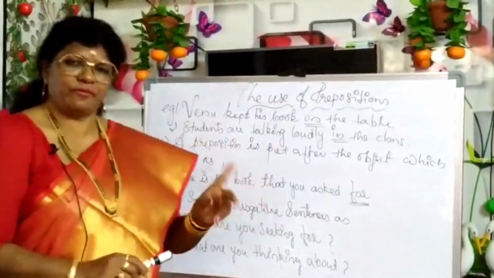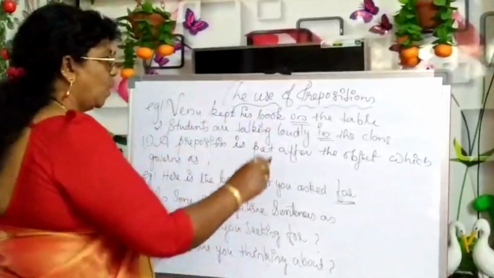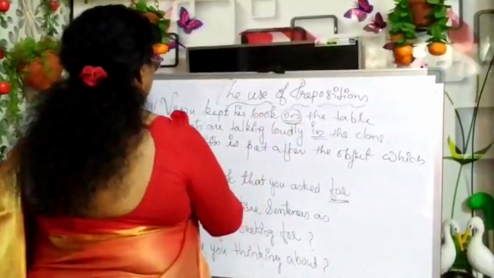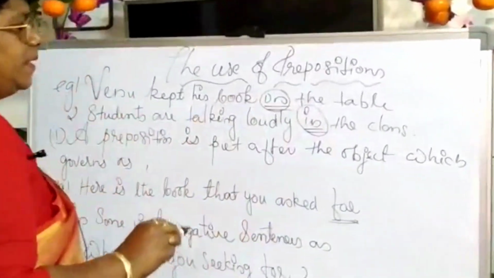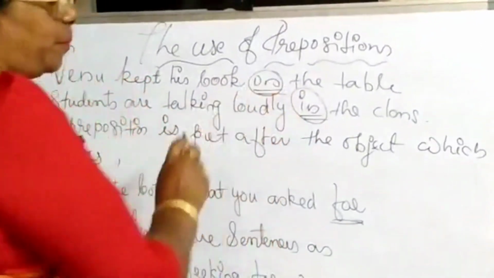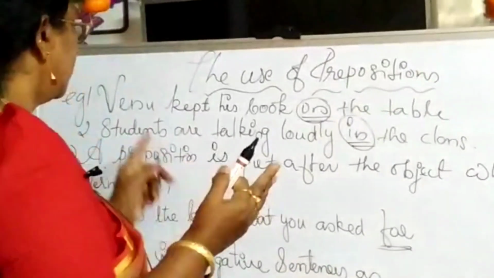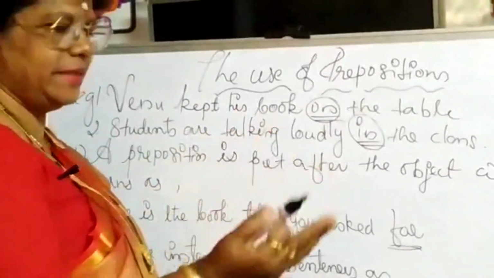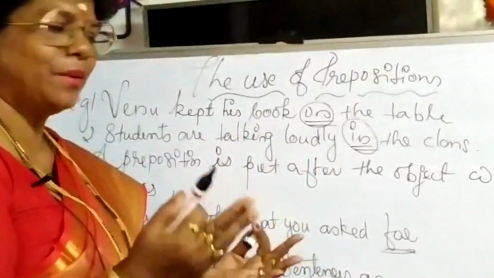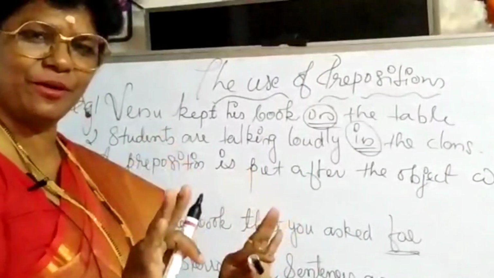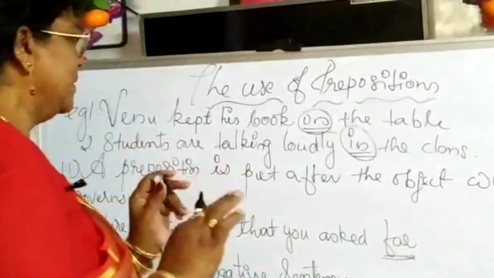Let us go through. For example, Venu kept his book on the table. Here, on is the preposition. You can think about it: without the preposition, we can't make a meaningful sentence. Venu kept his book the table. What is the meaning of that? No meaning. Where has he kept it? On the table. Without a preposition, we can't make a proper meaningful sentence.